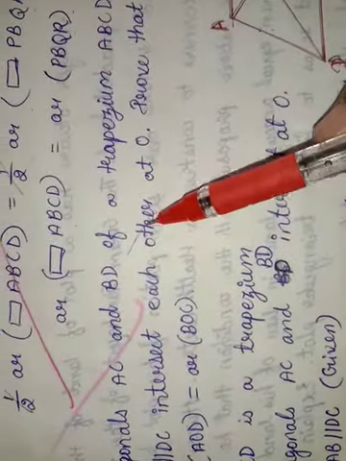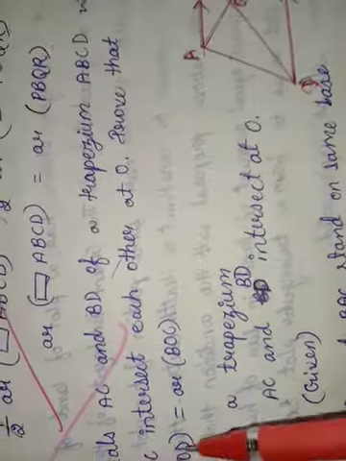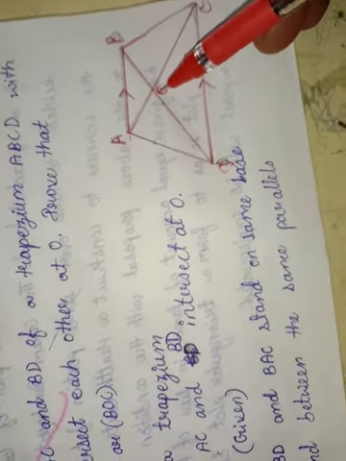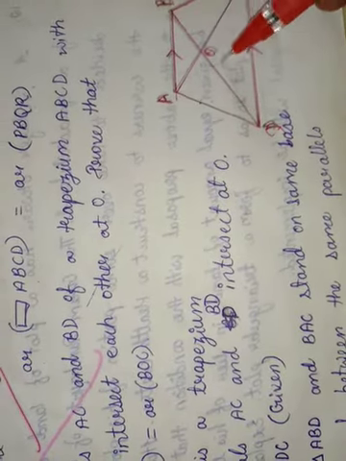Now, let us move to the 10th problem. Diagonals AC and BD of a trapezium ABCD with AB parallel to CD intersect each other at O. Prove that area AOD is equal to area BOC.